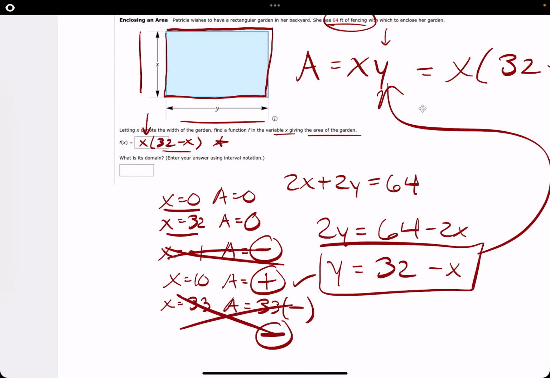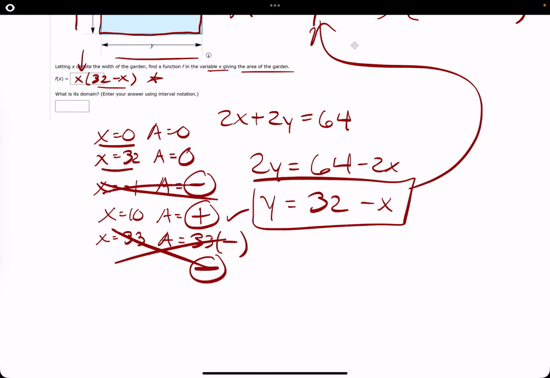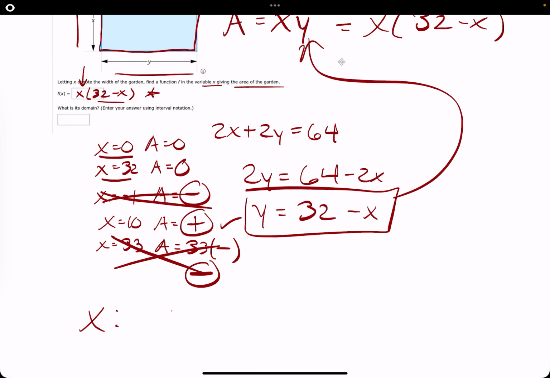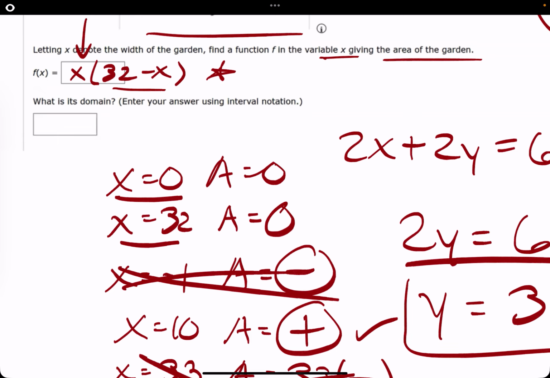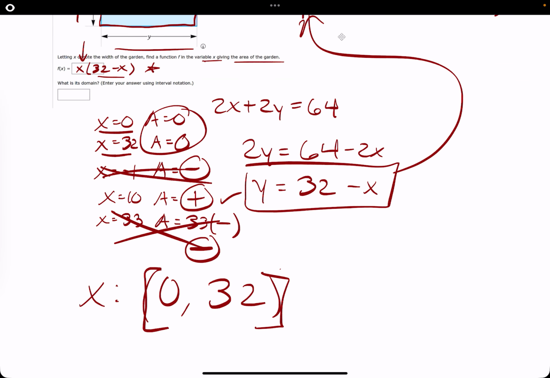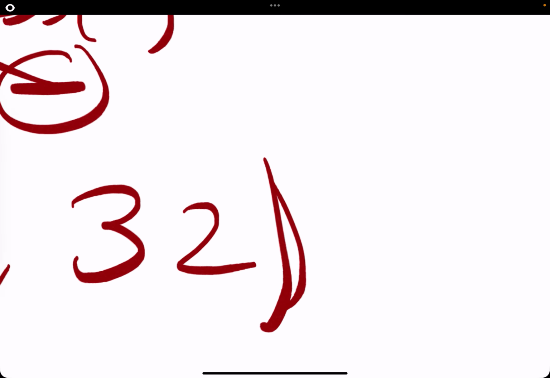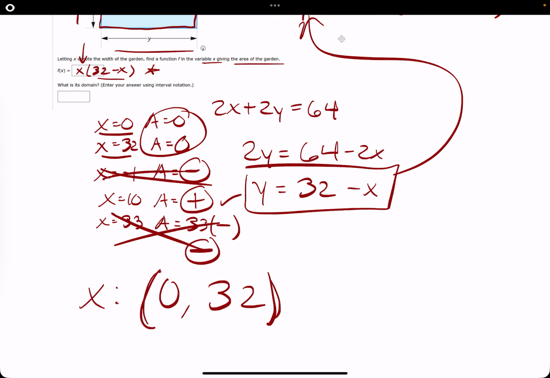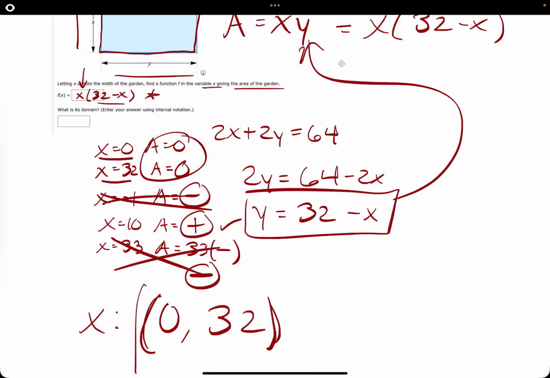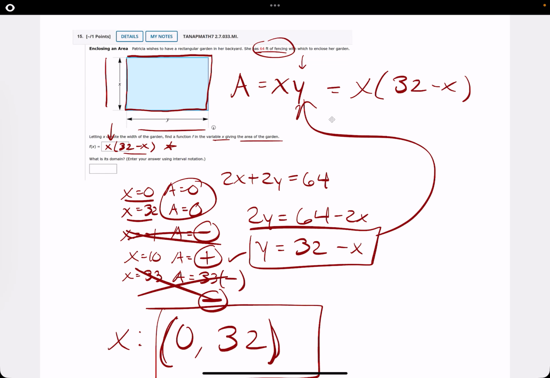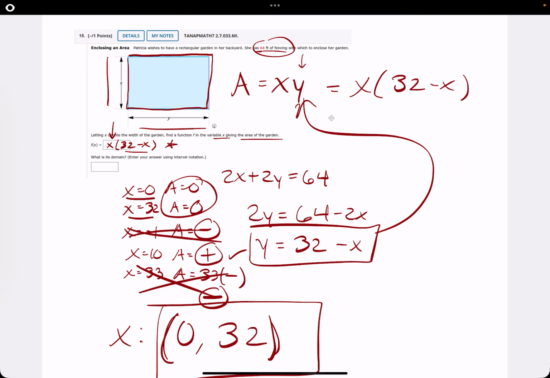So this is all just to say everything between 0 and 32 is valid. Everything between 0 and 32 is our domain. We don't use brackets because, again, 0 and 32 gave us a 0 area. We don't want a 0 area. We want some kind of positive area. So we choose values of x just to the right of 0, like 0.1, 0.001, whatever, and to the left of 32. We can't use 32, but we could use 31.99999. So anyway, this is our domain. This is our set of x values that will work in that function.